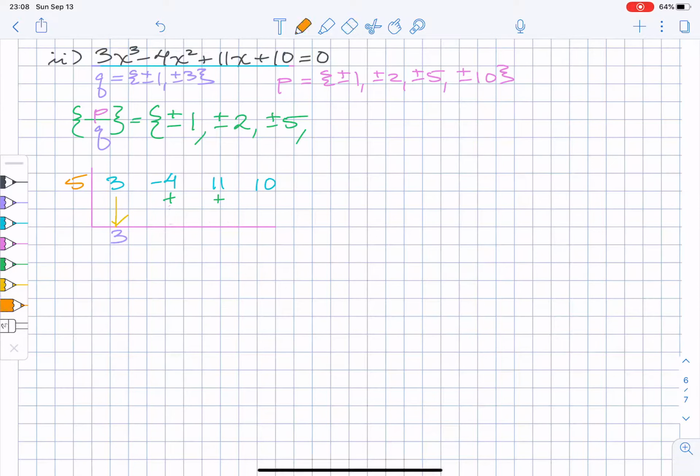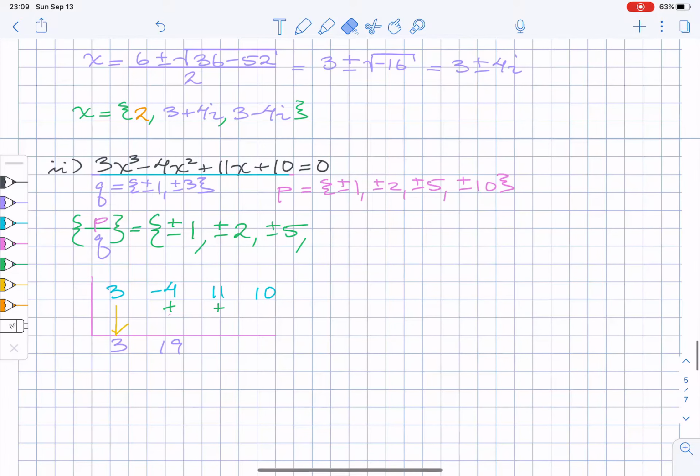This builds character, doesn't it? Okay, so 5 times 3, negative 15. So 4 and 15 is 19. 19 times negative 5 is going to be negative 95. I can tell right away that's not going to work. Okay, so it looks like we have no choice but to use fractions.